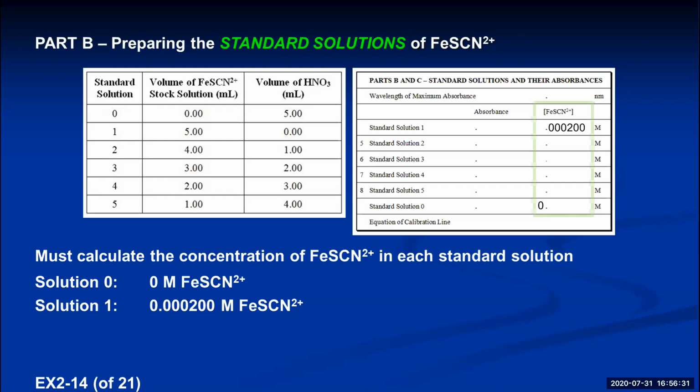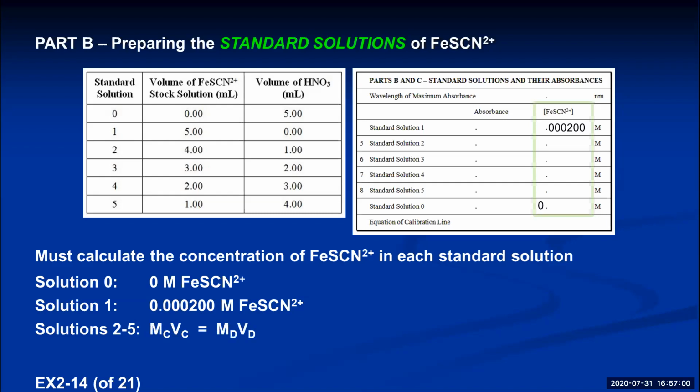Now, all the other ones, solutions 2, 3, 4, and 5, we're mixing some of the stock solution with some colorless nitric acid. So therefore, the molarity of 0.000200 is going to get lowered as the solutions are diluted. So you're going to have to calculate the actual molarity of the FeSCN in solutions 2, 3, 4, and 5 by using the dilution equation, McVc equals MdVd for each of them. And I'll let you go through those particular calculations, but that's how that's going to be done.